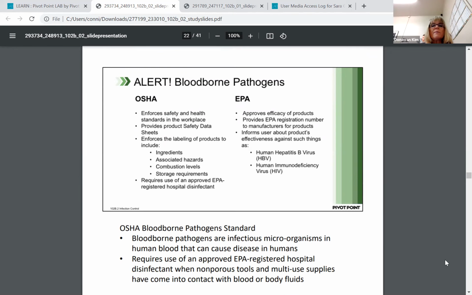So OSHA is going to say that the labeling on the products has to have the ingredients, the hazards, the combustion levels, the storage requirements. How's it going to work for us? You have to provide these safety data sheets to us, right?